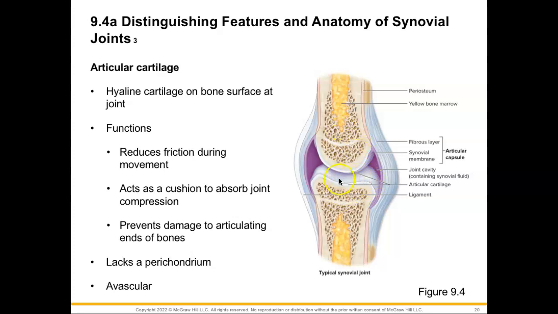We'll see that this cartilage in particular will lack a perichondrium. Remember that perichondrium was found on the outer side of cartilage. And it's also avascular, meaning we're not going to have any blood vessels in here. While our bony tissue over here, this is very vascular. So the nutrients kind of diffuse in to our articular cartilage so that it receives nourishment.